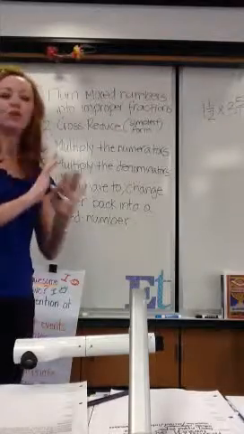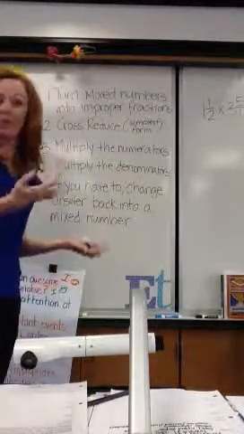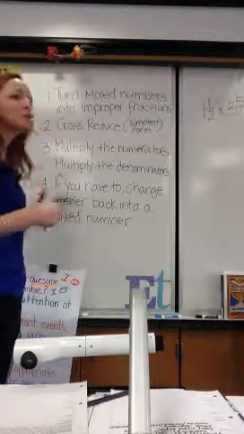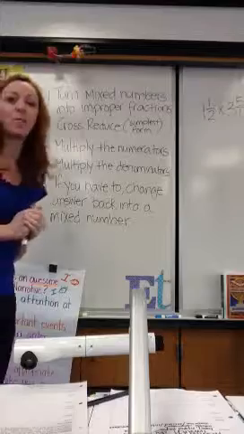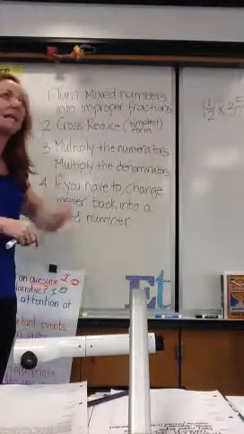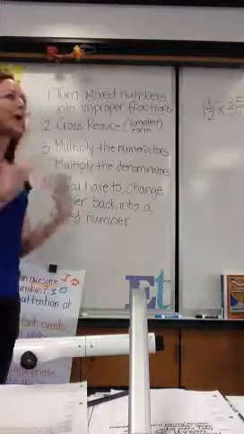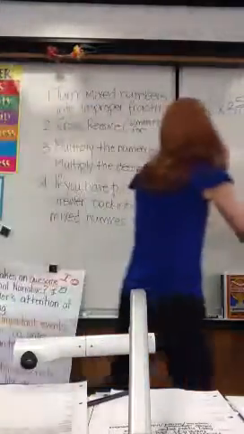Third step, you know how to do this. Multiply the numerators, multiply the denominators. You've done that before. And your last step, if you have to, you're going to change your answer back into a mixed number. So if the answer that you get is an improper fraction, we have to change it back to a mixed number.